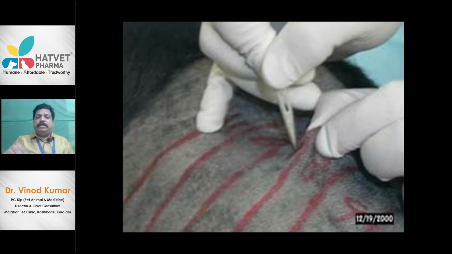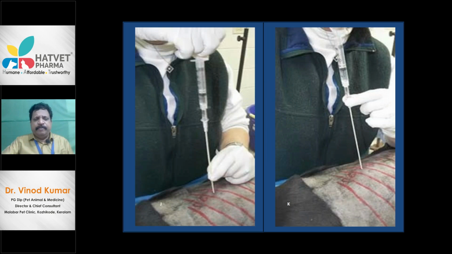And before introducing, what you should do is pull the skin and make a stab incision. Through the stab incision, we have to penetrate the catheter. He is introducing the catheter through the stab incision, just simply penetrating the skin only. By 3 or 4 millimeters, it will reach the pleural cavity. So it should not be too deep.